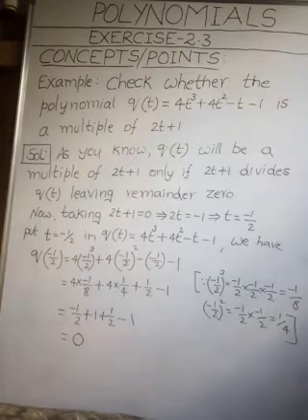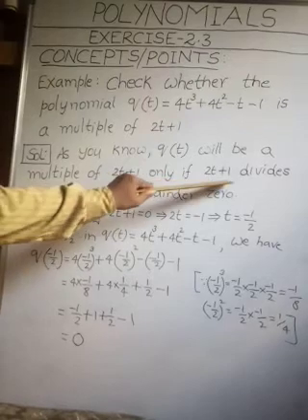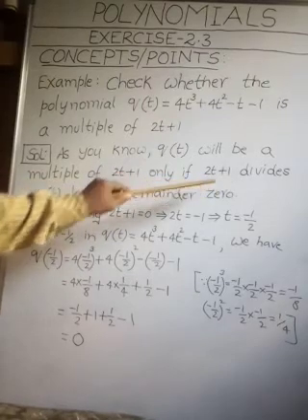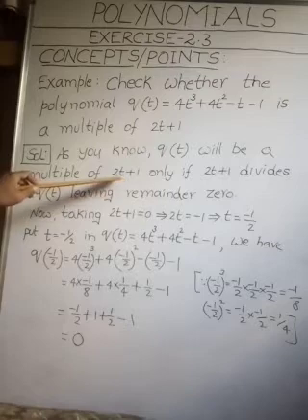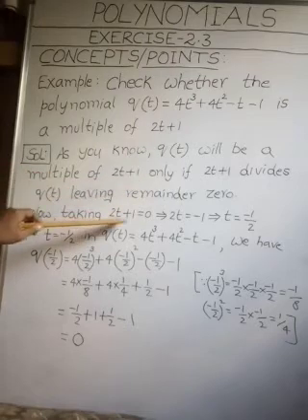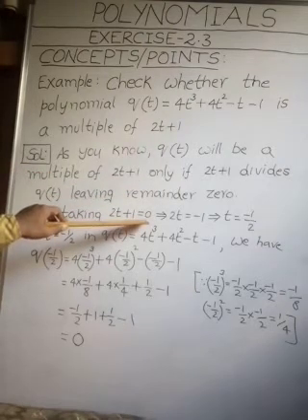Indirectly we have to use the remainder theorem. Understood, my dear children? So we have to find the 0 of this polynomial. To apply the remainder theorem, we have to find the 0 of the linear polynomial. So what is the linear polynomial? 2t plus 1. So 2t plus 1 is equal to 0.